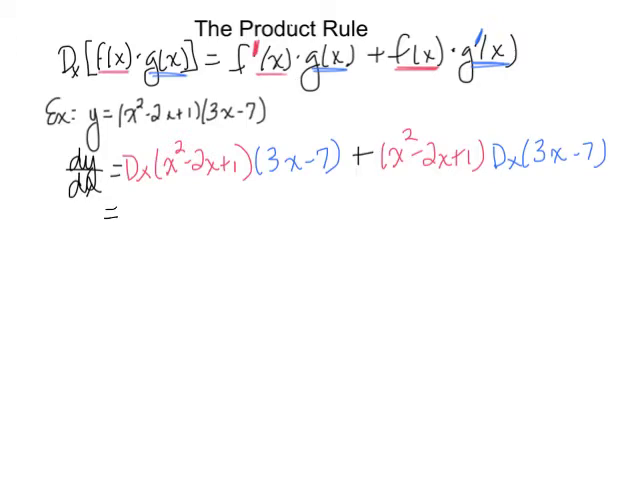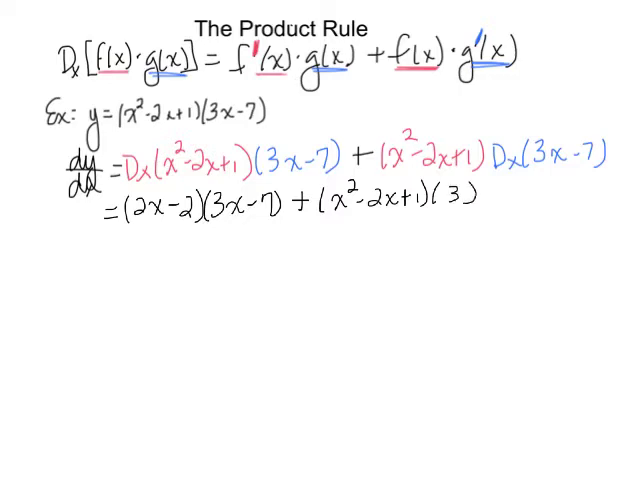So if I take the derivative of the parts that I need to, that's indicated by this d sub x, which indicates the derivative with respect to x. So the derivative with respect to x of x squared is 2x, minus the derivative of 2x plus 1, which is just 2, times 3x minus 7, plus, now there's no d/dx in front of the x squared minus 2x plus 1, so it gets rewritten, and then times the derivative of 3x minus 7, which is just 3.